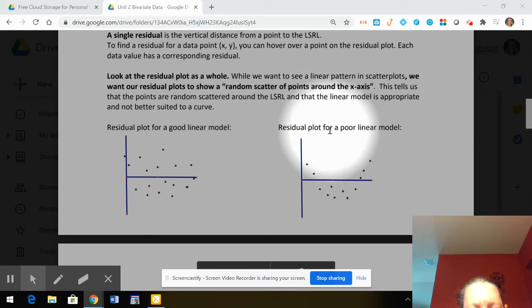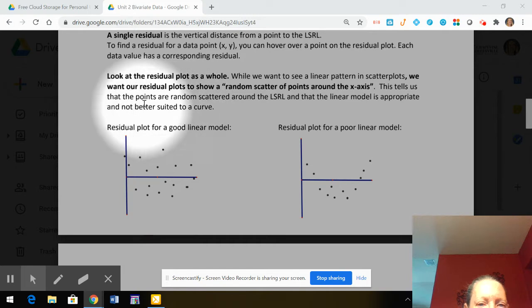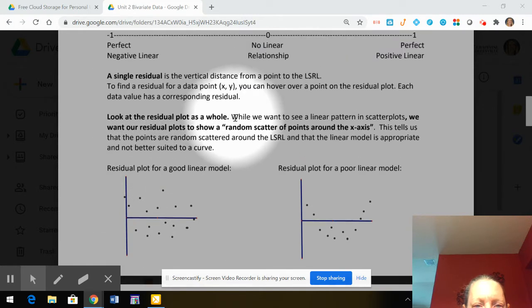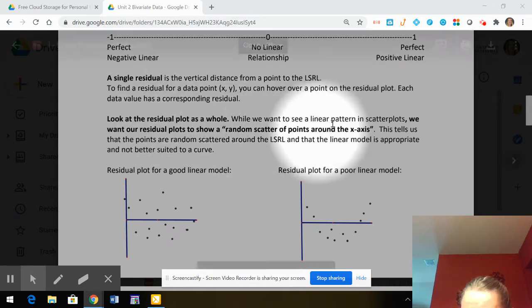All right, this is our second video. It picks up in our Unit 2 linear regression notes right here with residuals and residual plots. So when we do linear regression, we create a model that is a line that models our data.